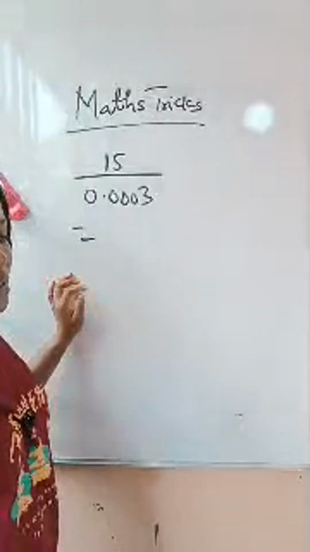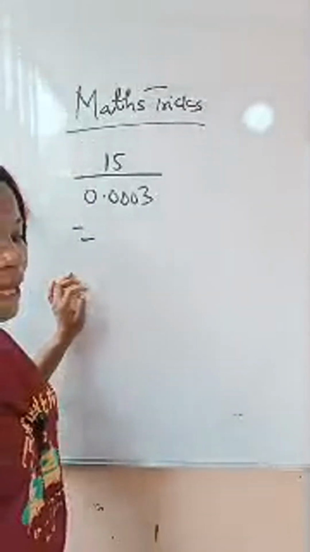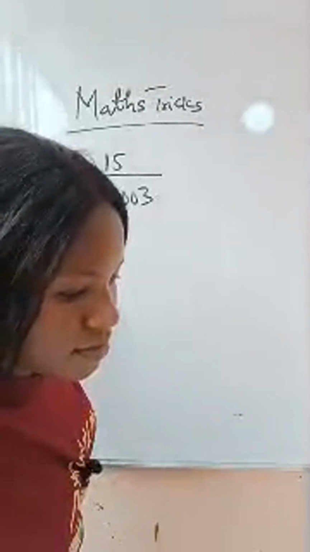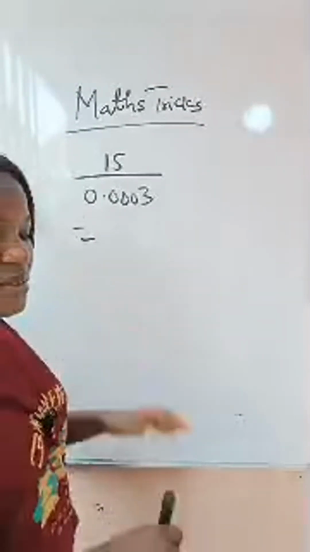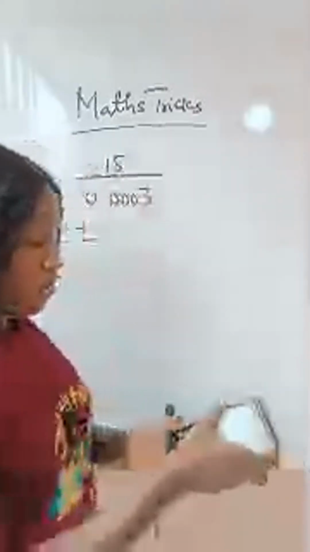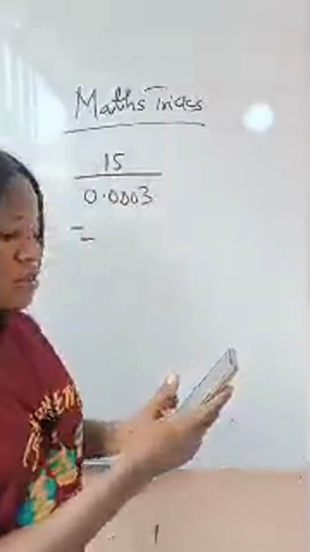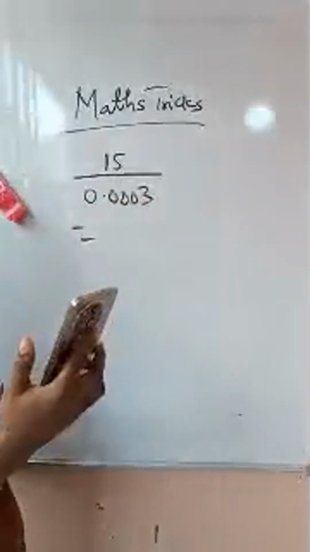It is very easy. Yes, exactly. It should be 5 with how many zeros in front? It should be 5 with 4 zeros. Exactly.